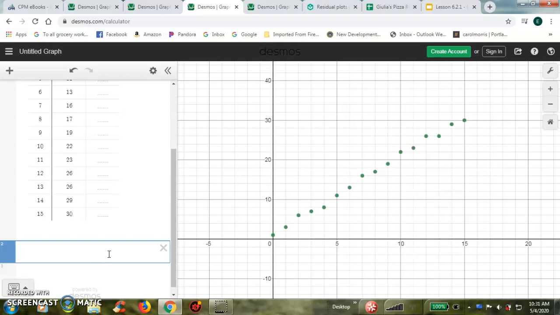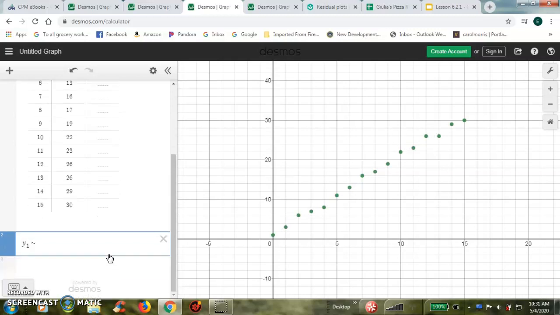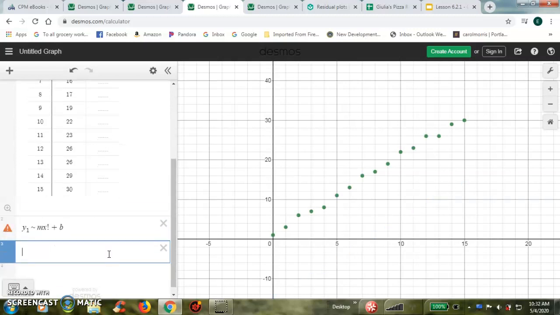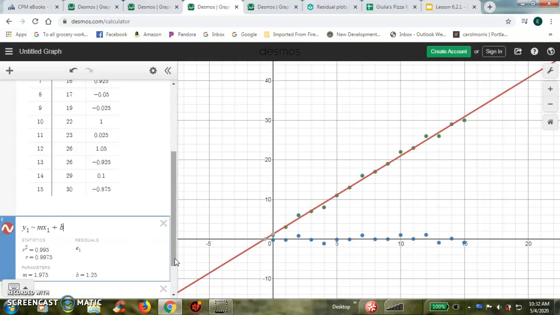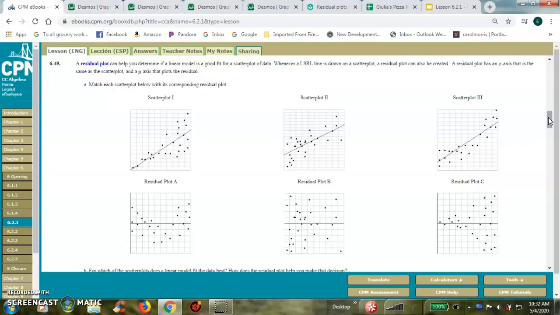All right, so watch what happens to the residual as you put this in. Whoops, did that wrong. There we go. You can see that the residual plot here, which is in blue, is really close to the line, and there's no curve here. There's no predictable pattern of up and down; it's some up, some down, and that makes it a pretty good line of fit. So I want us to use that when we're looking at these here.